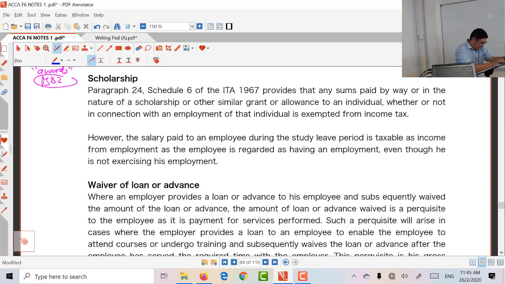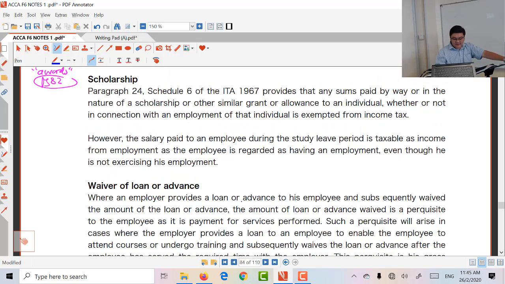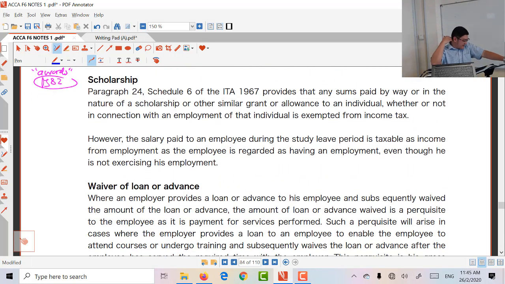Okay, let's go back to page 80 and look at that. We're still in 13.1A. Basically, it's telling us about scholarship. And remember, I've told you this: when your boss is paying for your children's education, it's very different compared with your boss saying, I pay for your study. Because when your boss says, I'll pay for your study, it's actually a scholarship.